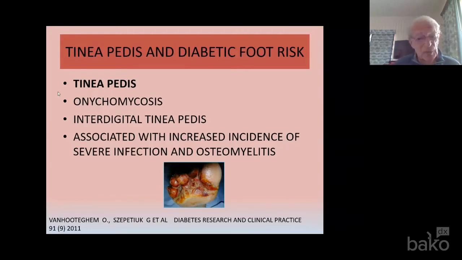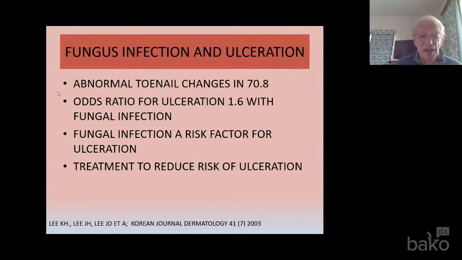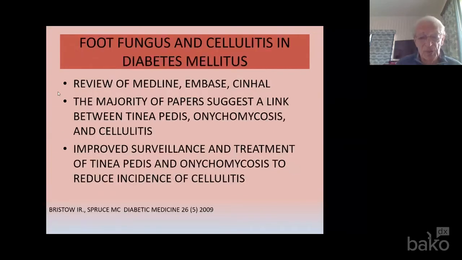Looking at risk factors for diabetic foot infection, tinea pedis and interdigital tinea and onychomycosis have been shown to be associated with an increased risk of ulceration and infection. And looking at patients that have ulceration, who are diabetic, abnormal toenail changes and fungal infections, here again, in a different study, have been shown to be associated with this. Looking at the literature in general, there does appear to be a link between tinea pedis and onychomycosis and cellulitis in the diabetic patient. And this particular paper rightfully called for improved surveillance and treatment of tinea pedis and onychomycosis.